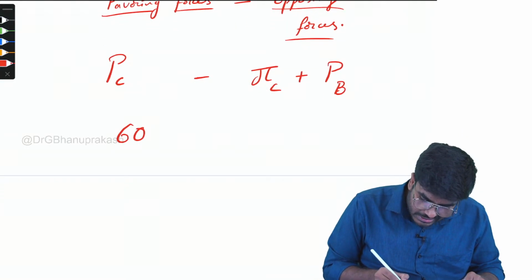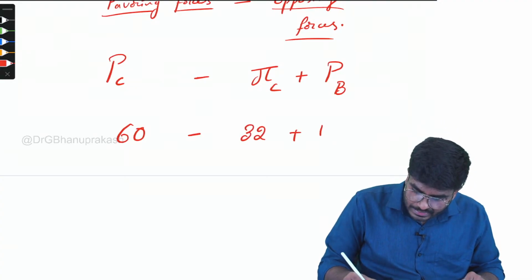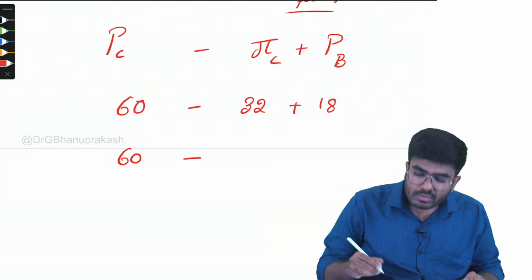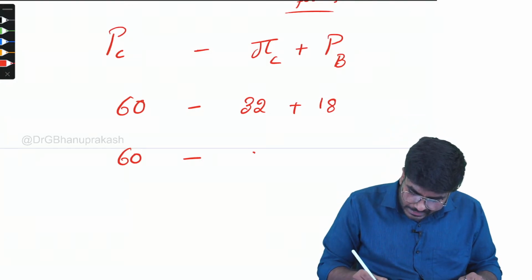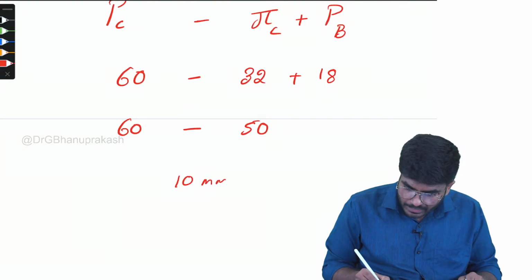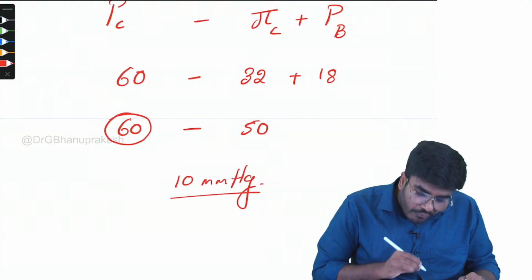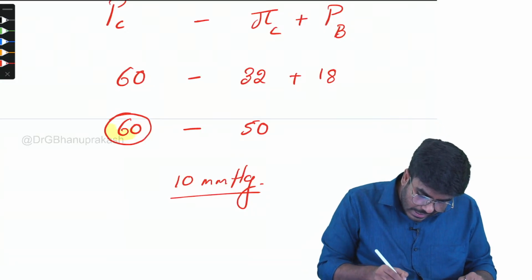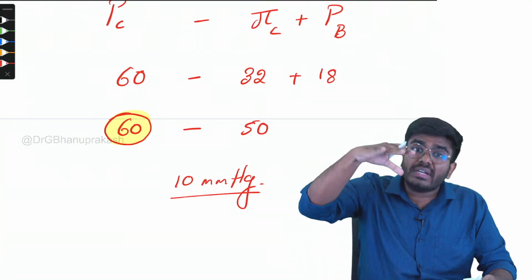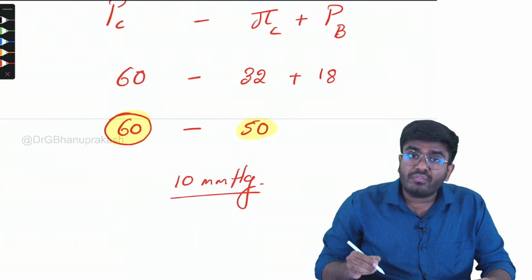So, 60 minus 32 plus 18. Now, 60 minus, what is 32 plus 18? 32 plus 18 is 50. So, 60 minus 50 is 10 mmHg. So, 10 mmHg. Now, the favoring forces are 60. So, with 60 mmHg pressure, filtration is favored. What are the opposing pressures? Opposing pressures are 50 mmHg.